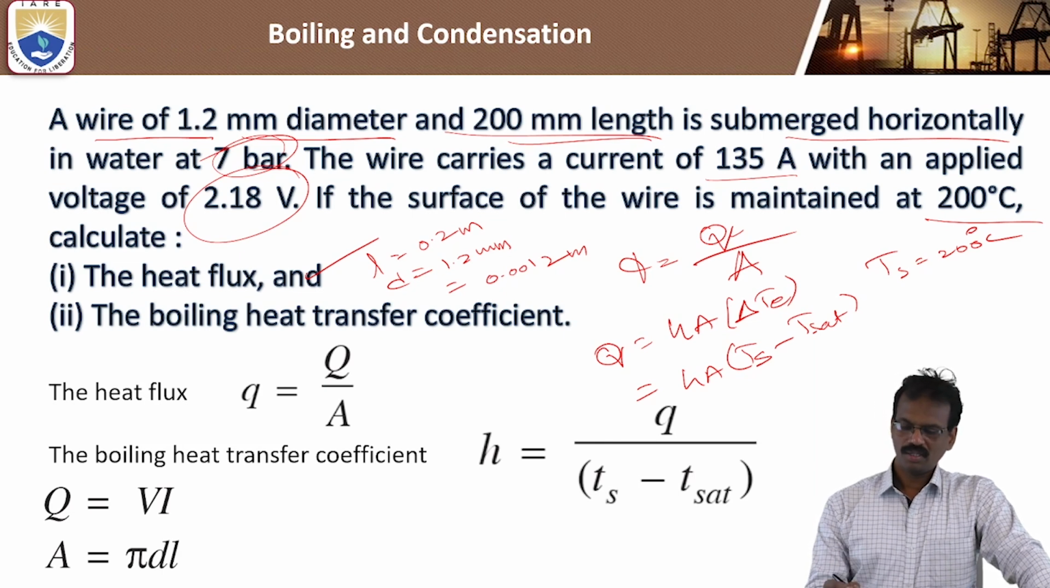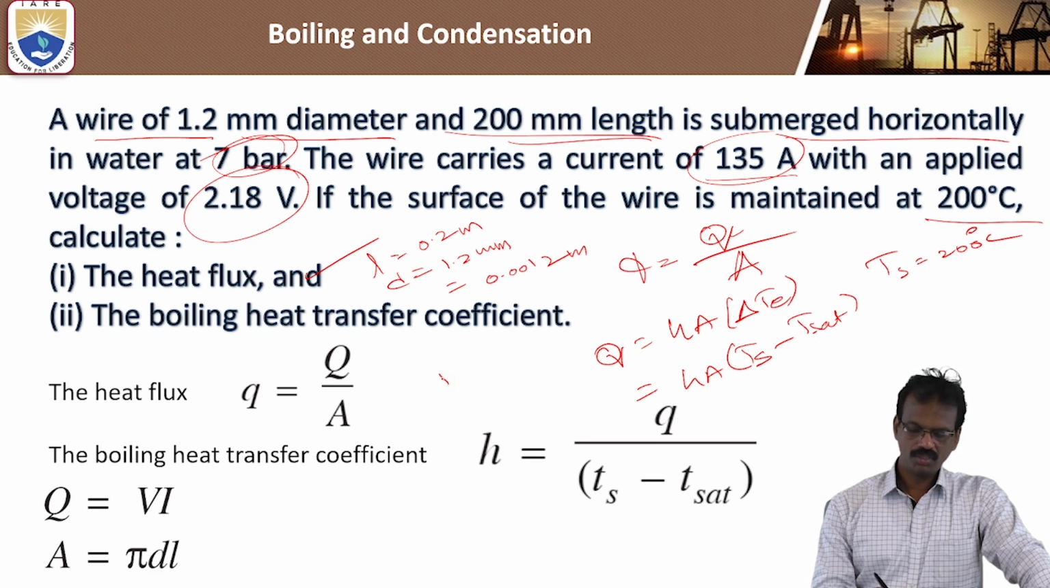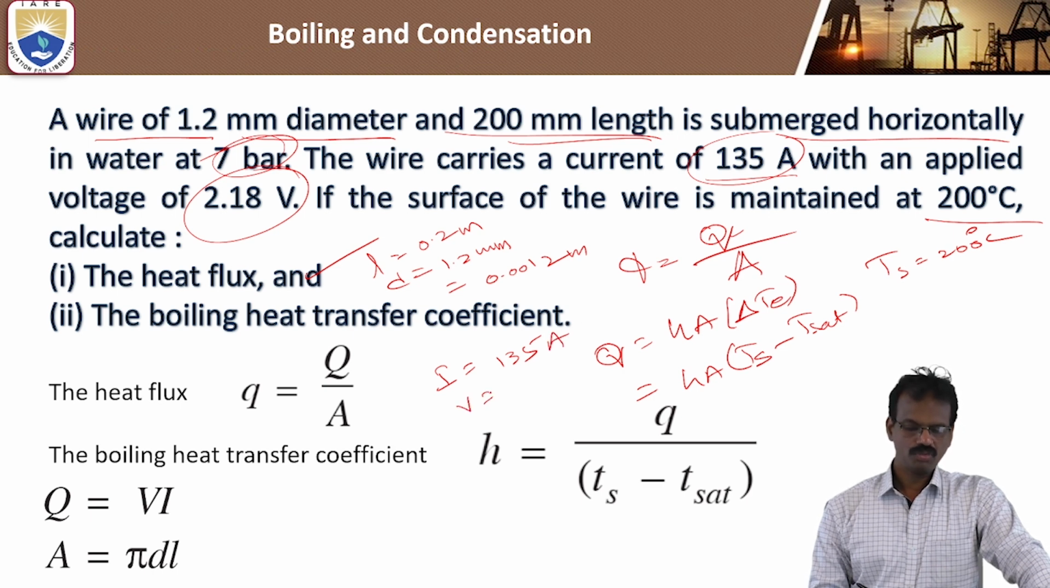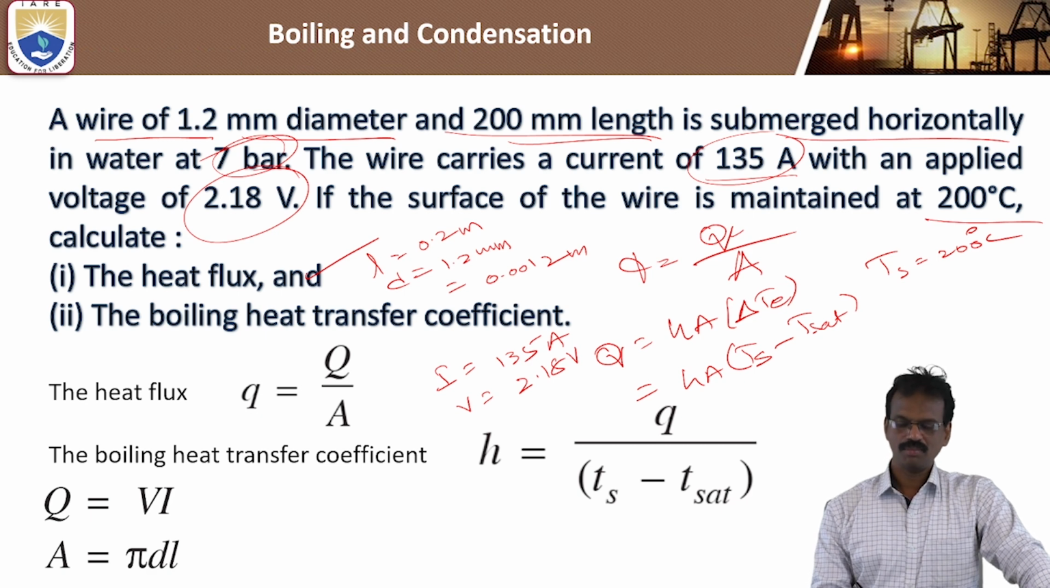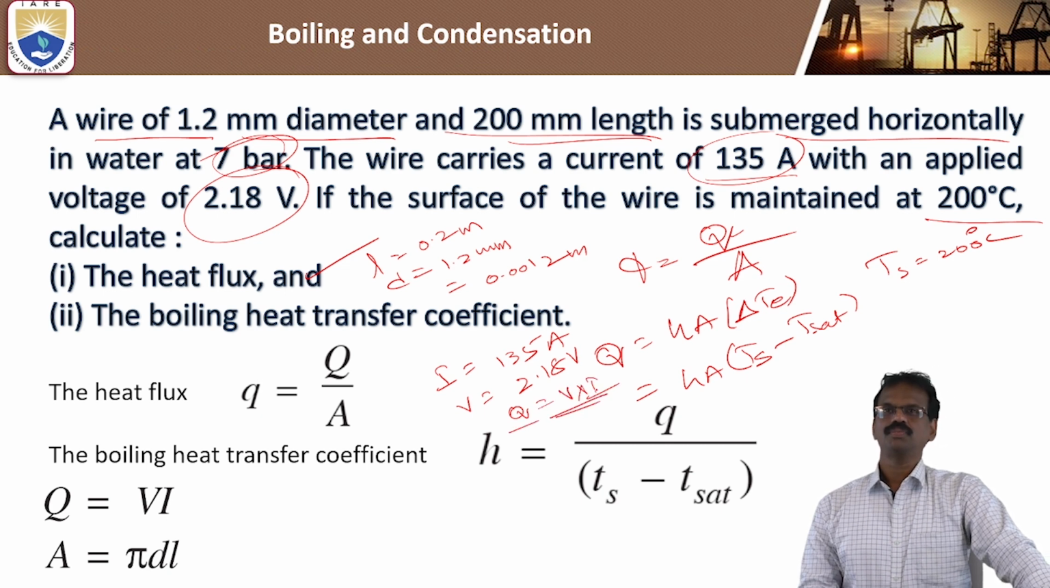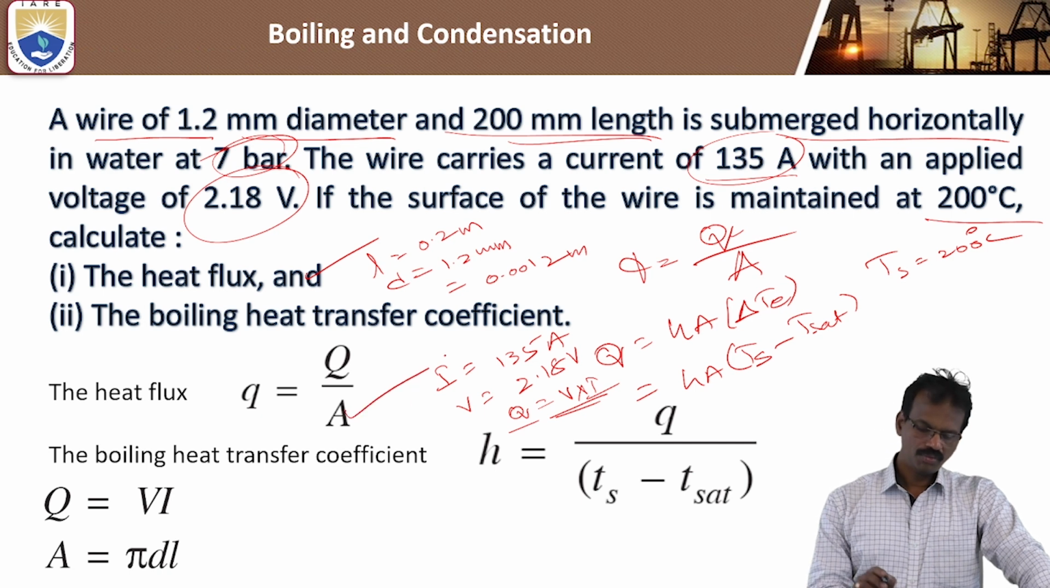Current value also has been given in amperes: I is equal to 135 amps, and voltage V is equal to 2.18 volts. You know this one, V into I, voltage into current, that is nothing but the rate of heat transfer. That Q is equal to V into I. By using this formula, you can find out the Q. Okay. So you can find out the area.